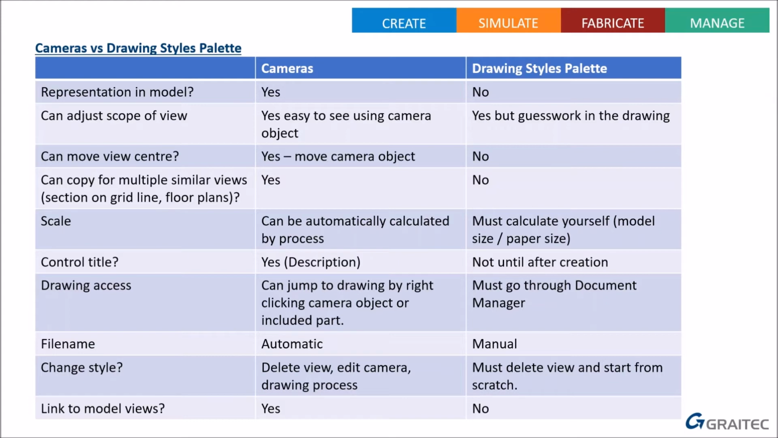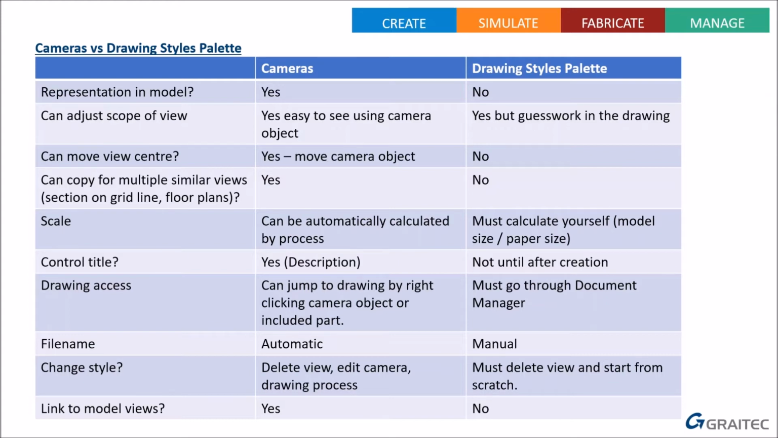If you've got lots of similar views, you might have sections on grid lines through the building, or you might have different floor plans for different floors of the building. With a camera, you can very quickly and easily copy that camera along the building or up the different floors and just simply change the name as you go. Whereas with the drawing styles palette, you have to do the full procedure for every single view. There's no way to simplify or automate that.